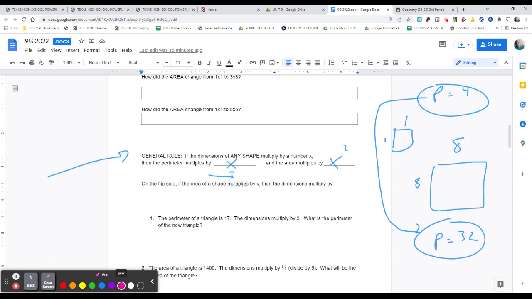Now the area of this square was 1. The area of this square was 64. So the area multiplies by 64. Well, how does 64 relate to 8? Well, it's 8 squared.